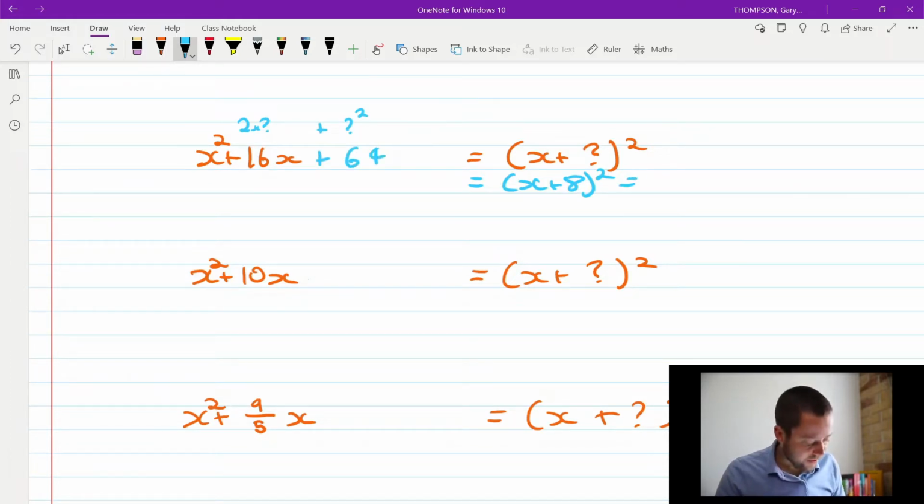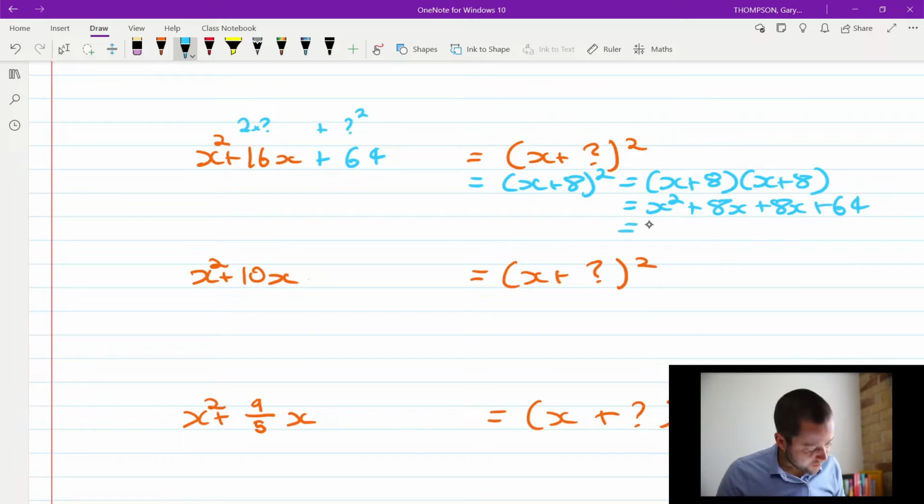Let me double check that now. So that's going to be x plus 8 times x plus 8. If I expand the brackets, that's going to be x squared plus 8x plus 8x plus 64, and that's going to be equal to x squared plus the two x's combined to form 16x, and the 64 remains. And when I expanded my square, I got back to the original expression that I amended. So I've correctly completed the square for this particular term.